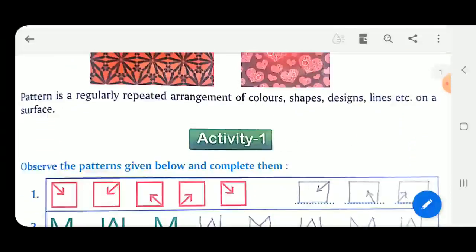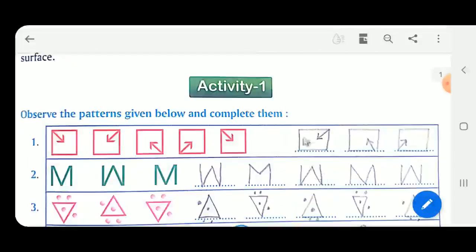So similarly, activity 1 is given. Observe the pattern and complete. First one, compare the arrows and then go for the second one, then third, fourth and fifth, and so on. You have to complete the blanks.